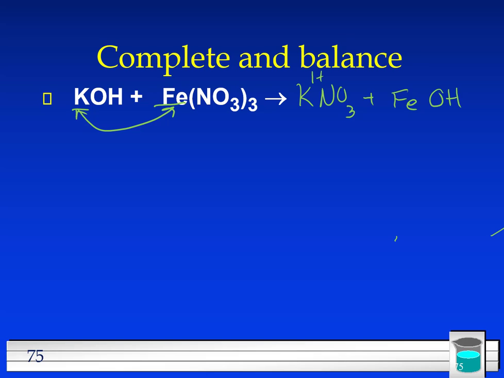K is 1 plus off the table. NO3 I look up on the back of my periodic table, it's 1 minus. KNO3 is the right formula. I can look up OH minus on the back of my table, but I can't look up Fe. What's the charge on Fe? Well, I go over to the other side. Since NO3 was 1 minus, I have 3 minuses, so the Fe had to be 3 plus. So if Fe was 3 plus on one side, it's 3 plus on the other. Then I do the crisscross, so I need Fe(OH)3.